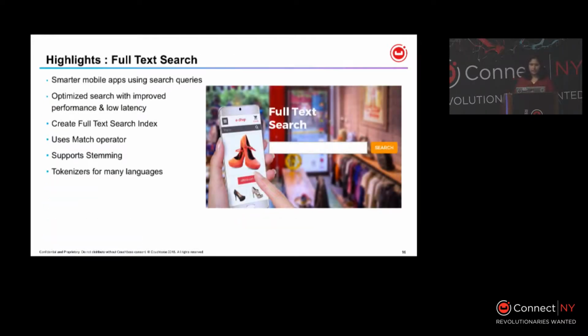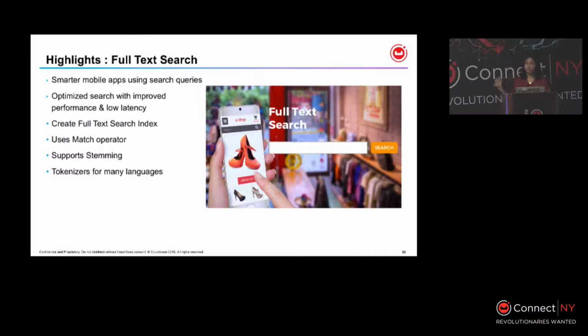So, full text search. Sachin already highlighted the benefits, right? Why you would want to bring full text search to the edge. Mobile applications are becoming smarter, and mobile devices are getting more powerful, so it just makes more sense to bring some of that computation down to the edge to avoid the latency and the bandwidth of trying to get to the server all the time. Full text search is implemented using the match operator.